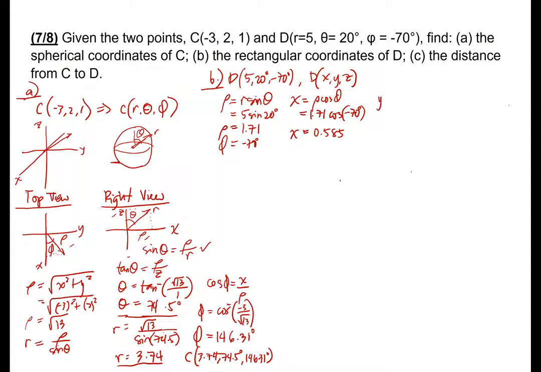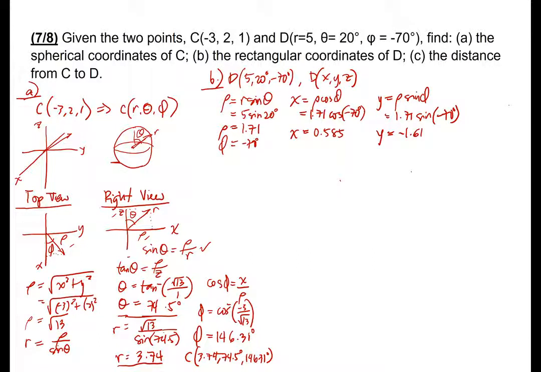And then we can also solve for Y. Obviously that is the sine. If X is the cosine, then Y is the sine. You can verify it in the drawing, in the top view. So this is 1.71 sine of negative 70. So what is your Y? Negative 1.61.